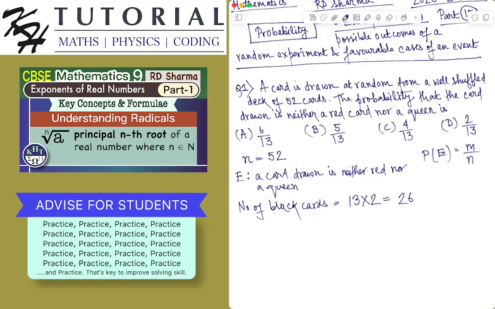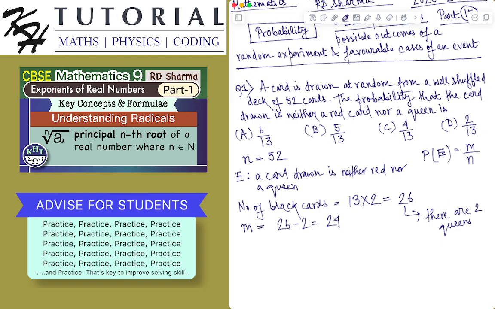So we can choose a black card, but the event E also says that it cannot be a queen. So how many queens are there? In each suit there is 1 queen. So out of these 26 cards, there are 2 queens, one queen from the spade and one queen from the clubs. So I can say that small m for the event E will be 26 minus 2, which is 24.